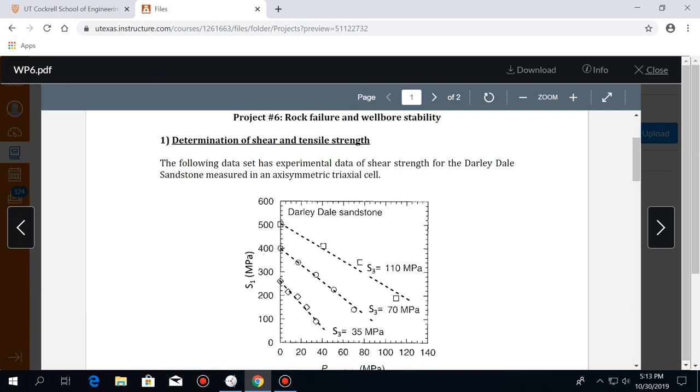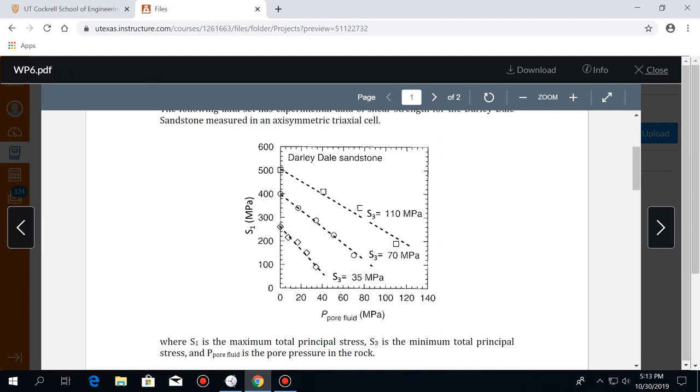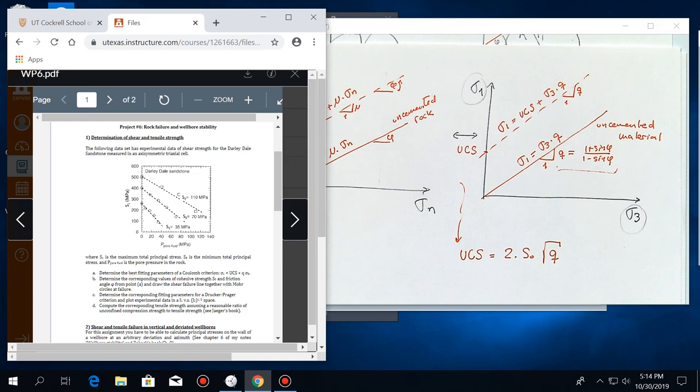Okay, here you have experimental data for a sandstone. We notice that we have done everything in terms of effective stresses of sigma so far. And that's because rocks fail due to effective stresses, not to total stresses. So there is one more component that we have to take care of. But with this data of maximum principal total stress, minimum principal total stress, and pore pressure, you're going to be able to simplify all this data in terms of sigma 3 and sigma 1.